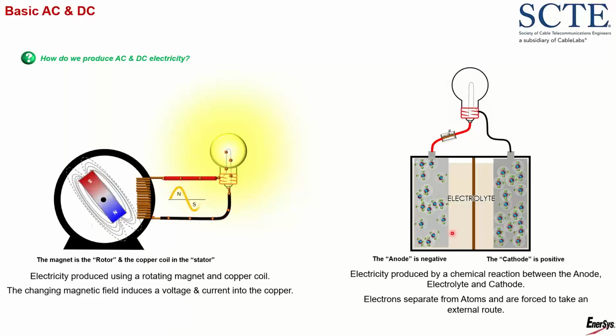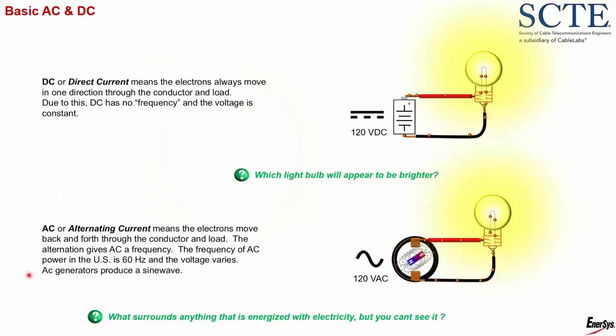If I had a rechargeable battery, I would hook it up to a charger, the chemical reaction would occur, and I would move those electrons and ions from the cathode back to the anode side. This is DC. This is direct current. Okay. So direct current means the electrons always flow in one direction. So if I have a 120 volt battery here and it's fully charged, that means I have a difference in potential. I have more potential on my negative side than the positive side.